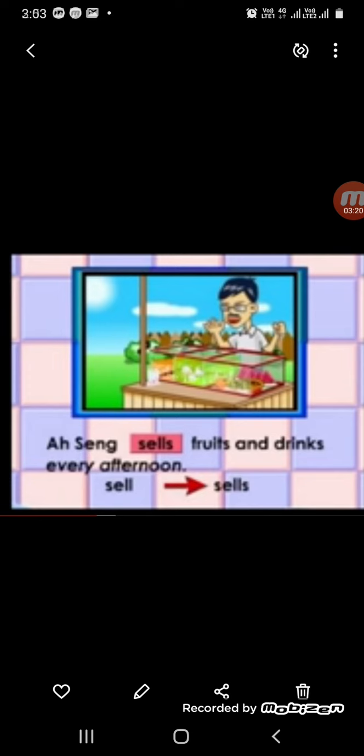Third is: Sang sells fruits and drinks every afternoon. Sang is the name of a Chinese person. He sells fruits. So the verb here is sell. We are adding s to it and it has become simple present tense because his action is habitual and he does it every day.